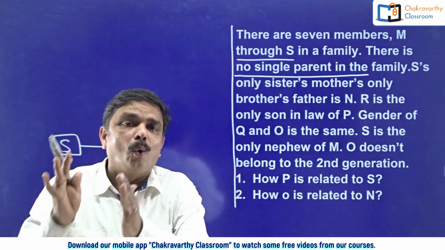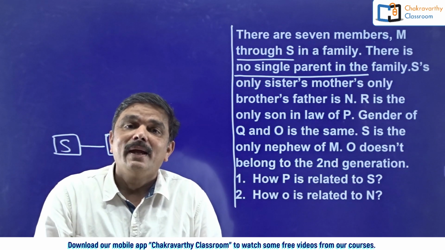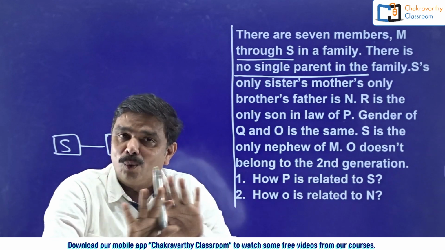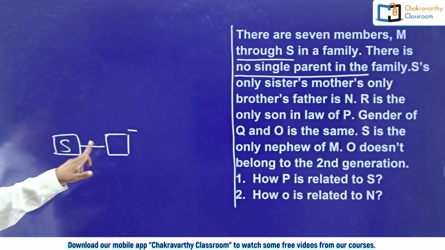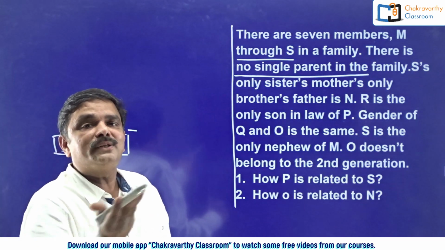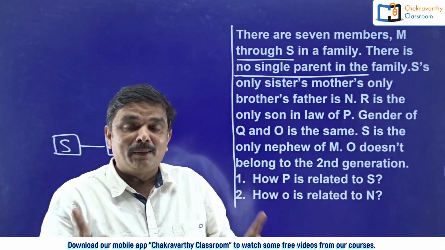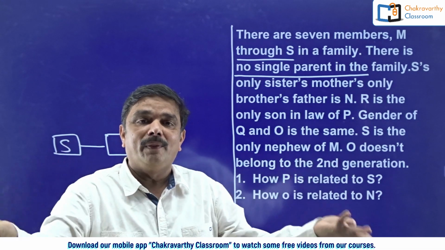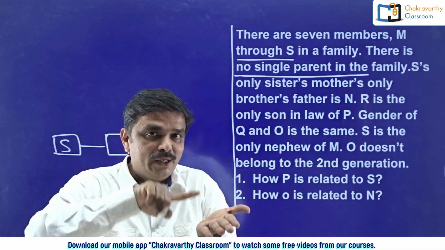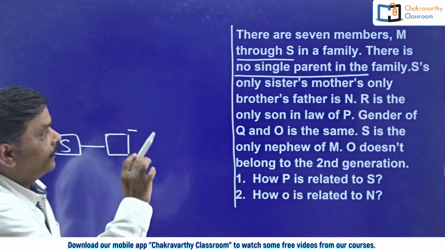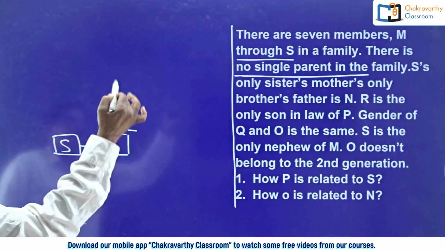S has only one female sibling. S may have a brother or brothers also, we don't know, but S has only one sister. Remember it this way: only child means S is the only child of K, for example. That means S doesn't have any sibling, male or female, no brother and no sister. Only child, only brother, only sister. Don't get confused, right? S's only sister's mother.